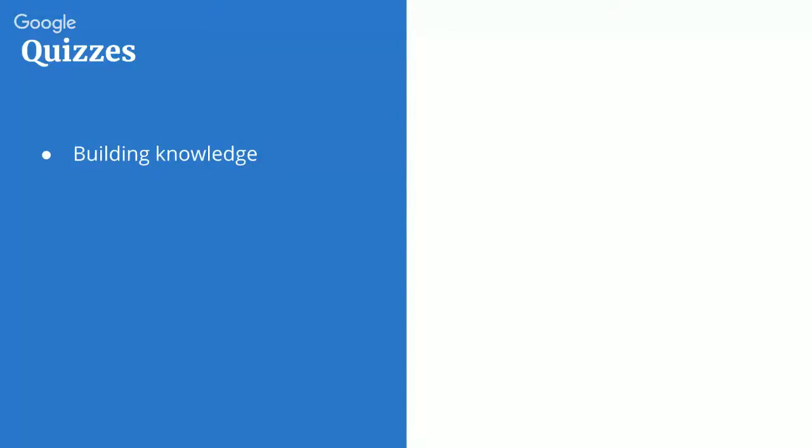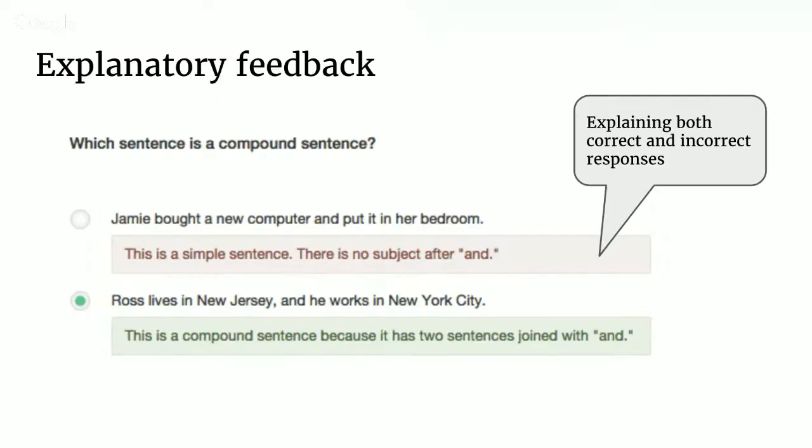Let's go over a couple of examples of how quizzes can be used to build knowledge. This is an example from an English course which asks learners to identify which sentence is a compound sentence. There are two options. Learners must choose one of them. But note that there is also feedback.